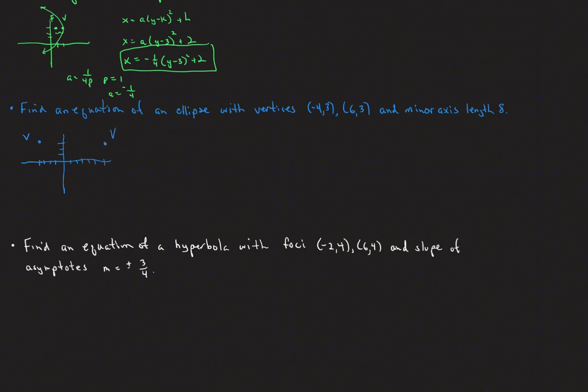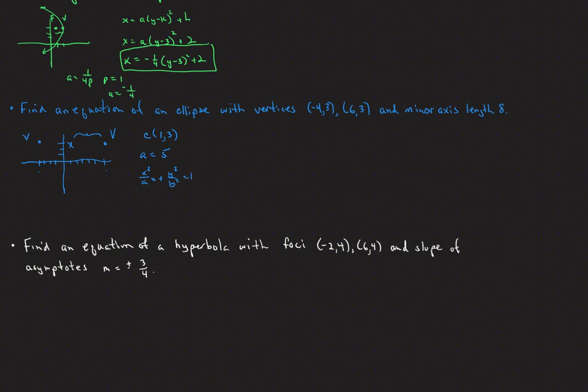So this is giving us 3 pieces of information. We can tell the center is going to be halfway in between. From negative 4 to 6 is 10. If I count half of that, 5 over from the negative 4, that's going to give us a center that has x-coordinate 1, and its y-coordinate is going to be 3. We know that a is going to be that distance from the center to the vertex. That's going to be 5, and the a squared goes with the bigger variable, so we're going to get x squared over a squared plus y squared over b squared.